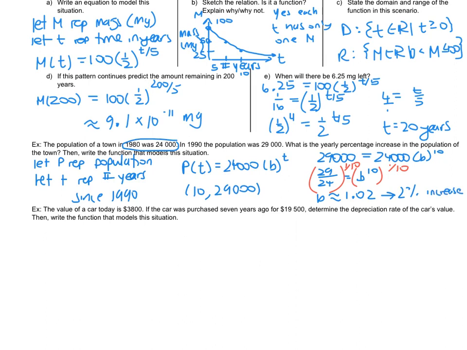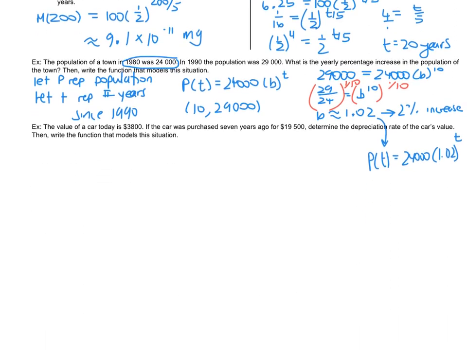And then because we now have our base, we can put that into our equation. I'm just going to put it right here. So P at T equals 24,000 times 1.02 to the power of T. So sometimes you're not given all of your information, but you will be given an additional coordinate that you can use to solve for your unknown. All right, let's try this last one.